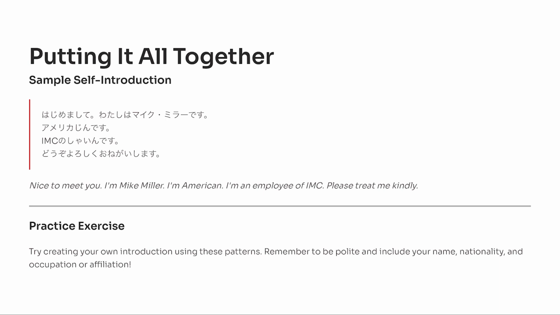Great job! Now let's put everything you've learned together. Here's a simple self-introduction example. はじめまして。私はマイク・ミラーです。アメリカ人です。IMC の社員です。どうぞよろしくお願いします。This means, nice to meet you. I'm Mike Miller. I'm American. I work at IMC. Please treat me kindly. Try making your own introduction using the same pattern. Include your name, nationality, and occupation. Don't worry about getting it perfect. Just practice saying it out loud with confidence.